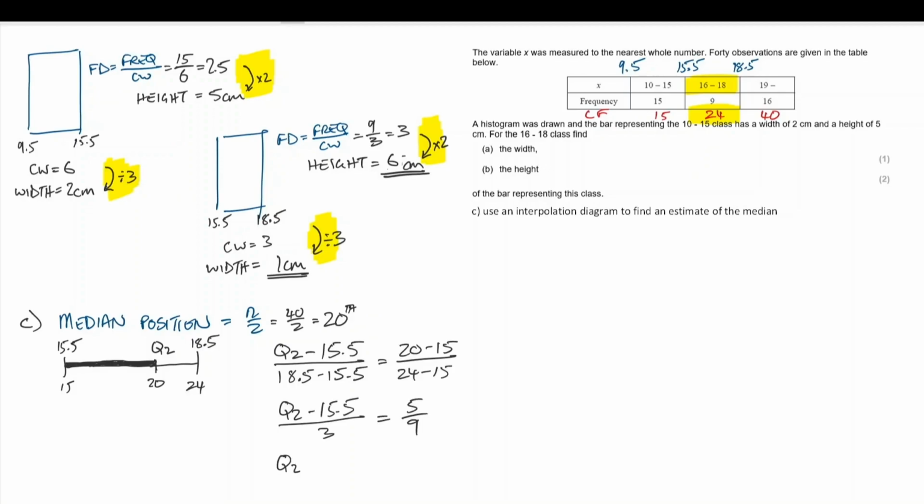Okay, we should now be able to set up a fraction equation, which we can go ahead and solve. So Q2 will be our subject. Q2 minus 15.5 over 18.5 minus 15.5 equals 20 minus 15 over 24 minus 15. Simplifying as we go along, I haven't even touched my calculator. I know the calculation is going to be 3 times 5 over 9 plus 15.5. And that gets us an answer for our median of 17.17.